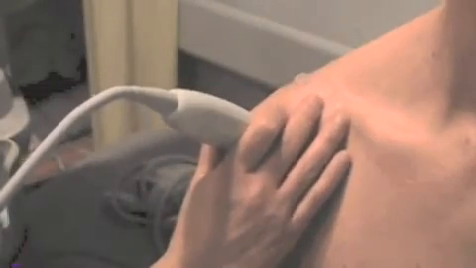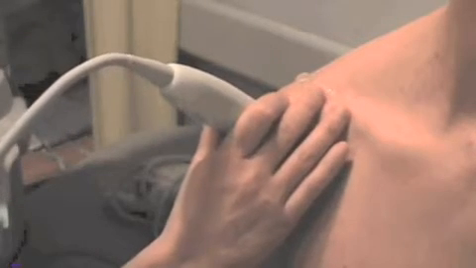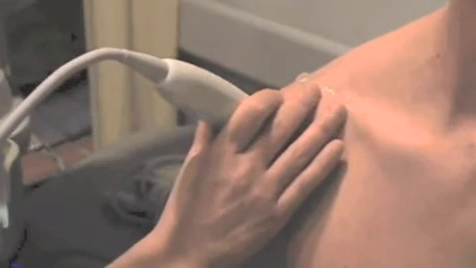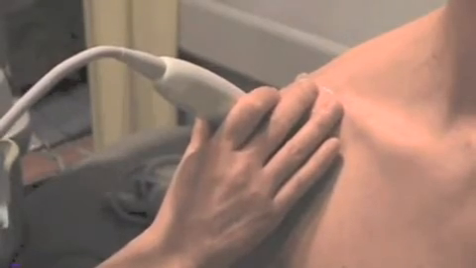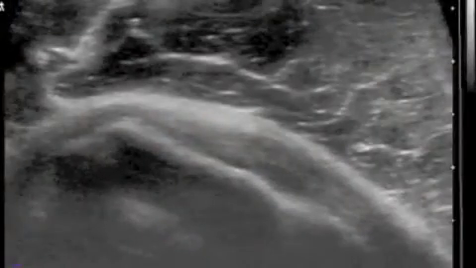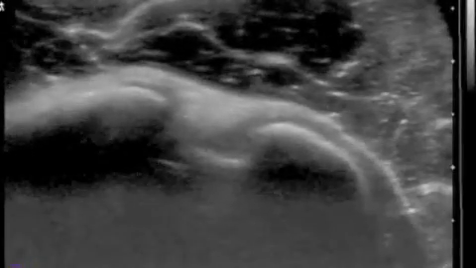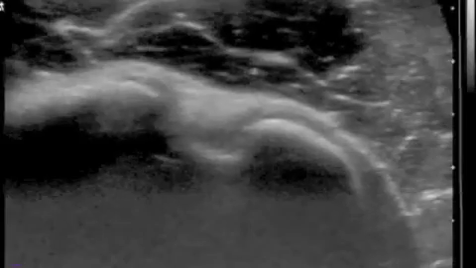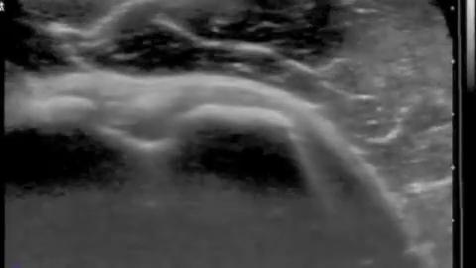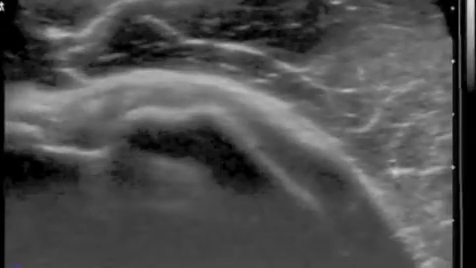This close-up view again demonstrates the important concept of using the middle, ring, and small fingers to steady the probe to obtain the appropriate image. The biceps tendon is the circular structure located between the greater and lesser tuberosities. External rotation of the arm then brings the subscapularis tendon into full view as seen here.